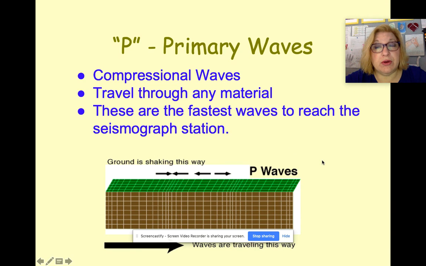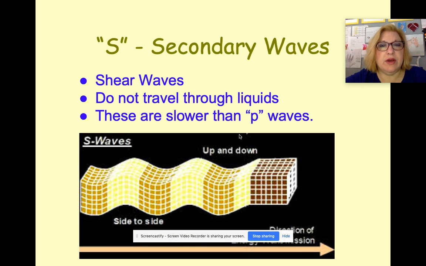We've already talked about earthquake waves quite a bit, but I wanted to review that and show you that there is a slide on that in case you need to study. P waves are the primary waves or the compressional waves. They're the ones with the slinky that I kind of push straight forward and straight back. They'll travel through any material, and they're the fastest waves to reach the seismograph station because they're traveling in a straight line.